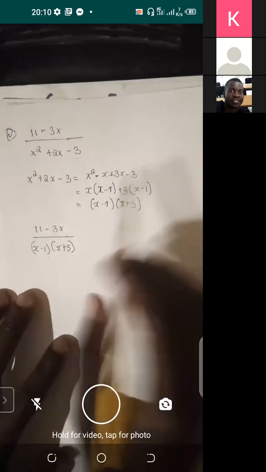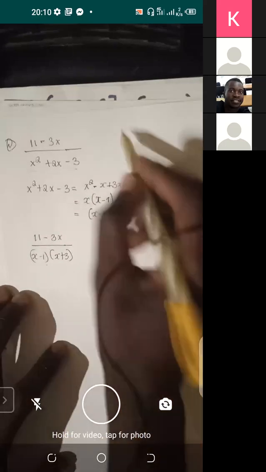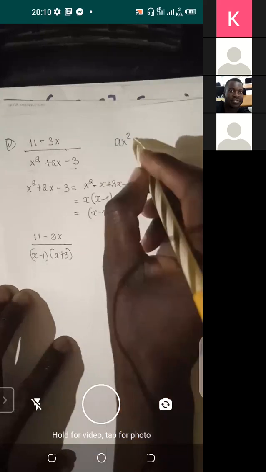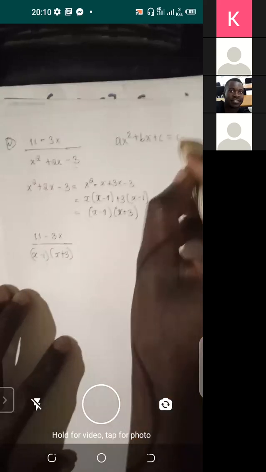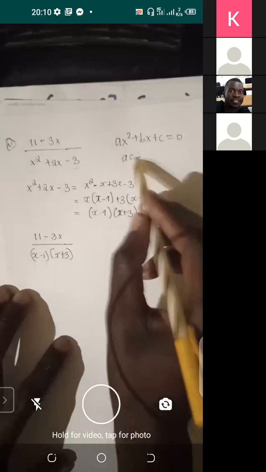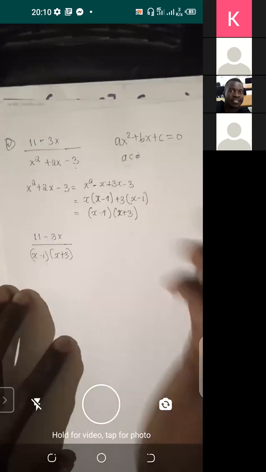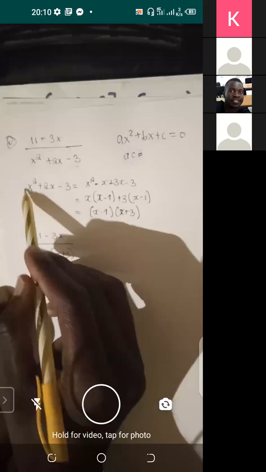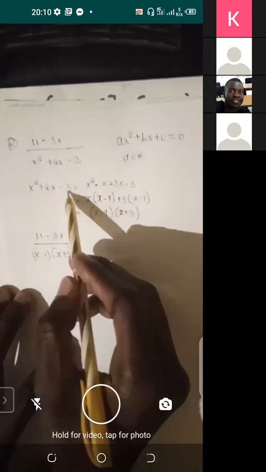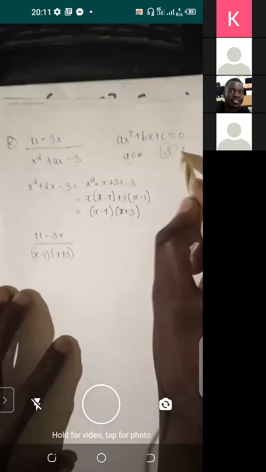When you have something like x squared plus bx plus c equal to 0, how do you factorize it? You look at the product AC, then you find factors of AC such that when you multiply, you get your AC, and when you add, you get this number B. So this is what you've done here. You see a 1, which is your A, and your C is negative 3. So the factors of negative 3 are plus or minus 1, plus or minus 3.